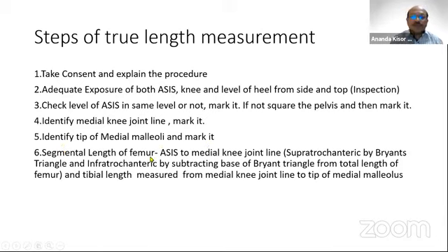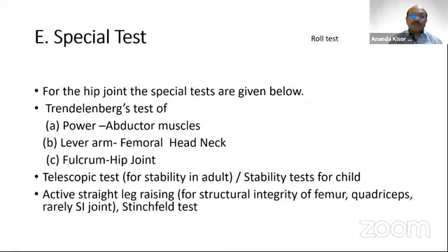Then the segmental length of the femur is ascertained from ASIS to medial knee joint line. The supratrochanteric part is by Bryant's triangle, and the infratrochanteric part is by subtracting the base of Bryant's triangle from the total length of the femur. And the tibial length is measured from the medial knee joint line to the tip of the medial malleolus. So these are the basic 6 steps which may be asked in an OSCE examination.